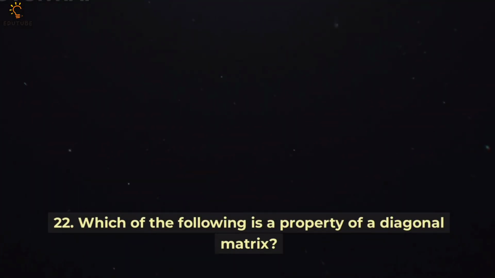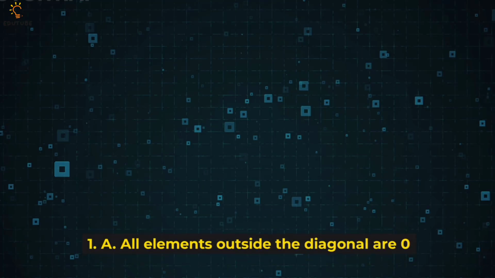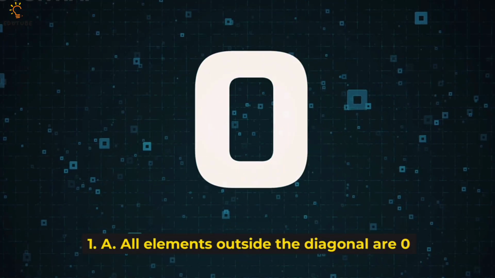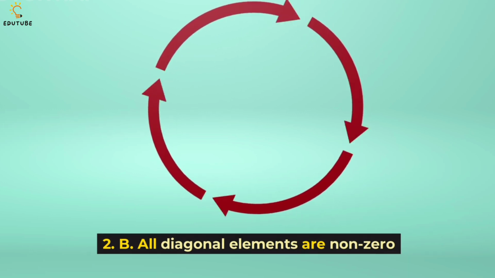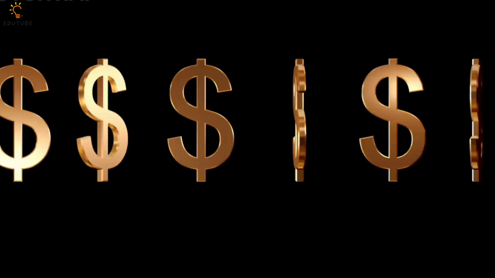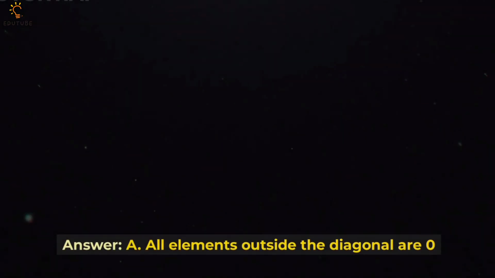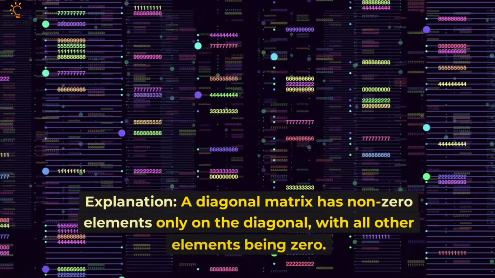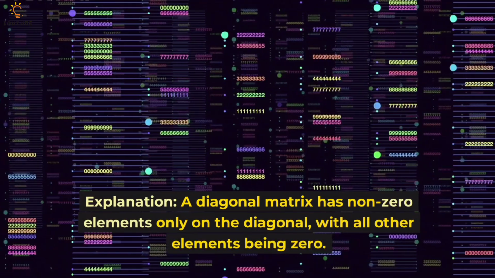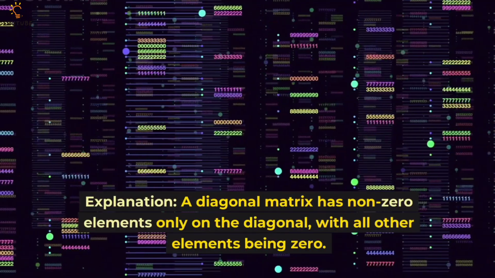22. Which of the following is a property of a diagonal matrix? A. All elements outside the diagonal are 0. B. All diagonal elements are non-zero. C. The matrix has more rows than columns. Answer: A. All elements outside the diagonal are 0. Explanation: a diagonal matrix has non-zero elements only on the diagonal, with all other elements being 0.